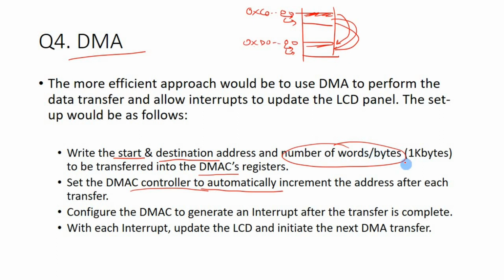And every time it completes 1 kilobyte, we want it to generate an interrupt. Like most peripherals in our microcontroller, the DMA can also generate an interrupt after the transfer is complete. So in the interrupt service routine, we can use that to update the LCD and initiate the next DMA transfer. We know that we want to move 1 megabyte, but we configure it such that we do 1 kilobyte at a time, so that every time 1 kilobyte is complete, I jump to the interrupt service routine, update the LCD, and then program the DMA registers to do the next 1 kilobyte.